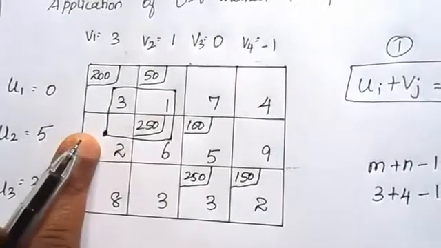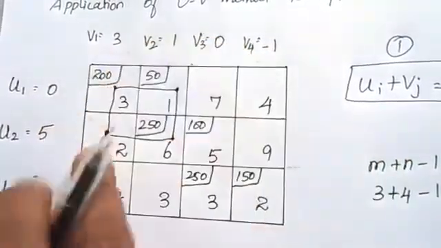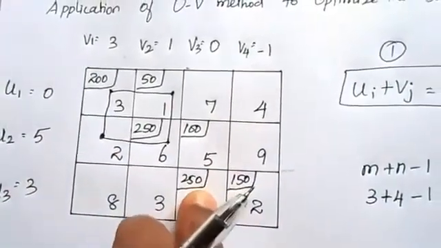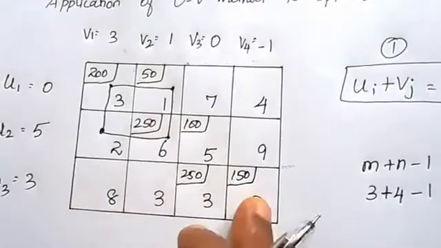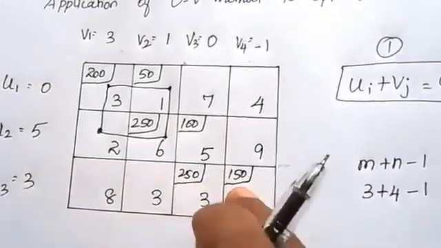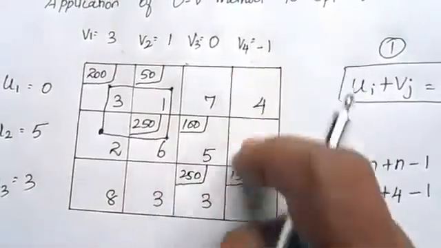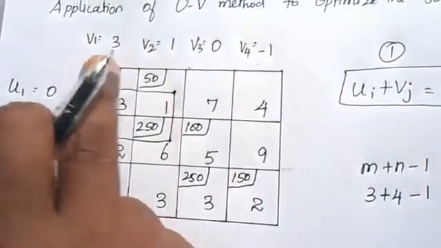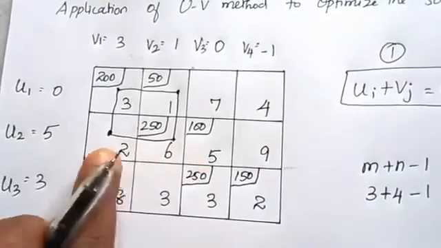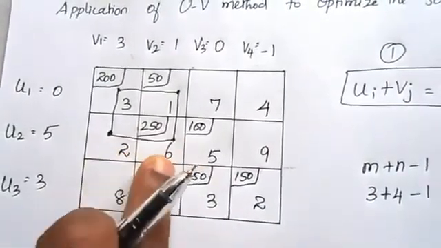I have started from here. All the turning points should be allocated cells only. You cannot move like this. If you turn here, then again you cannot take any left or right because here we didn't have any allocated cell. So this is a possible closed loop. I have drawn a closed loop by using that rule.